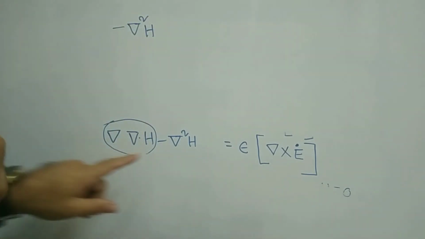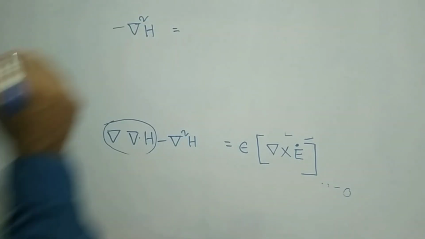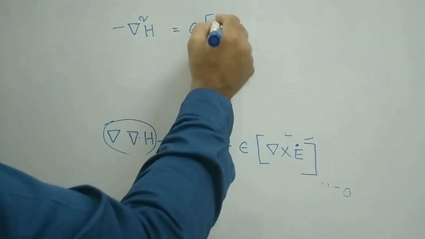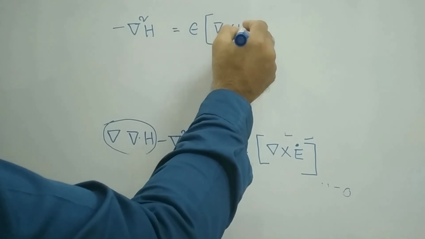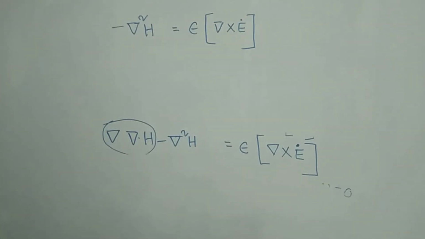Therefore, I can write the next subsequent expression as: del square H only, minus del square H because this becomes 0, is equal to epsilon of del cross E dot. Is it not? Del cross E dot.